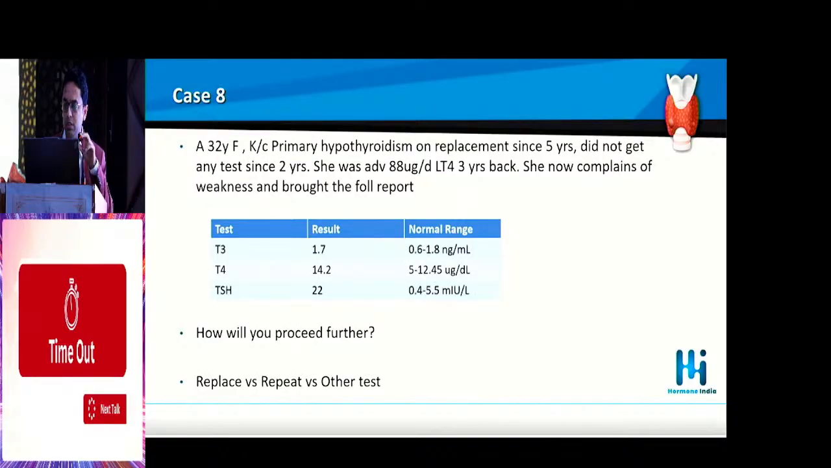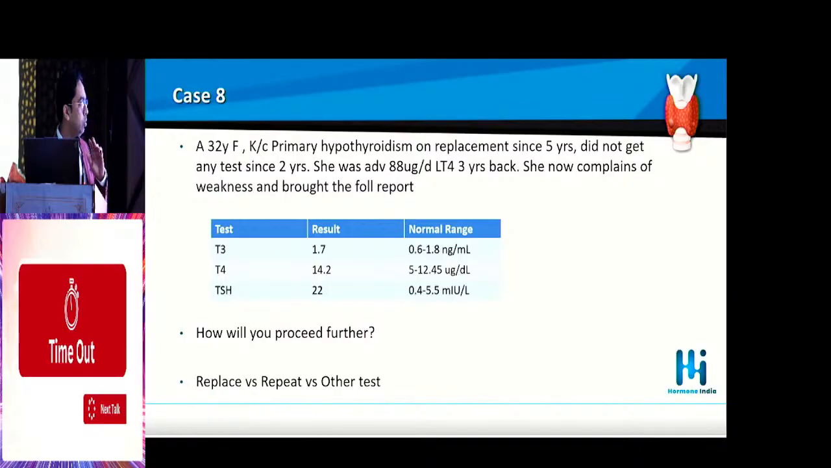I'll just take 2 questions. We can skip, say, I'll answer this question. So primary hypothyroid on replacement 5 years and 88 microgram, and for 2 years no test, now this test is there. T3 is high, T4 high normal, T4 is high and TSH is high. So what do you want? What's the diagnosis? T3 normal, T4 high, TSH high.